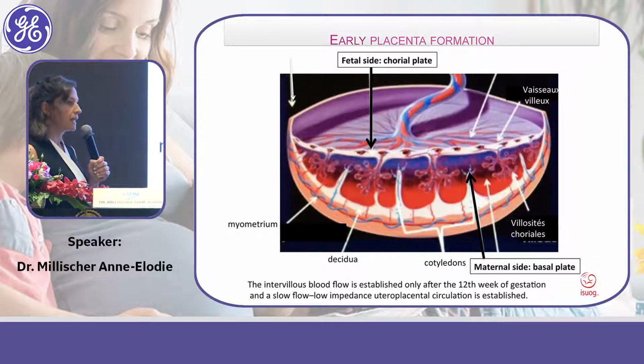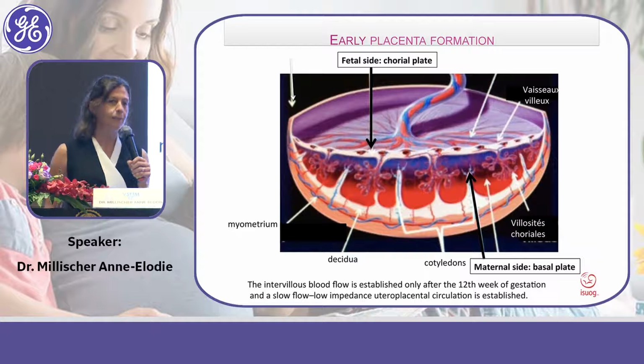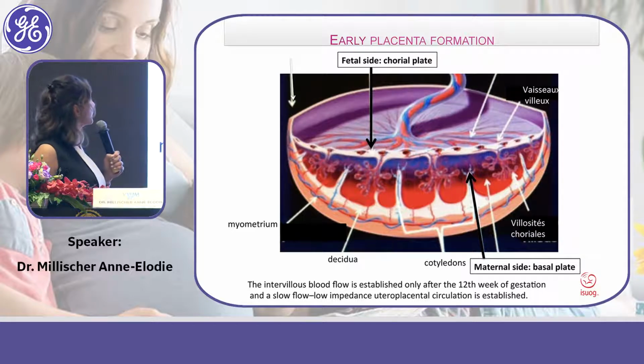So there will be two main parts of the placenta, the chorionic plate, which is the fetal side, and the maternal side, which is called the basal plate.